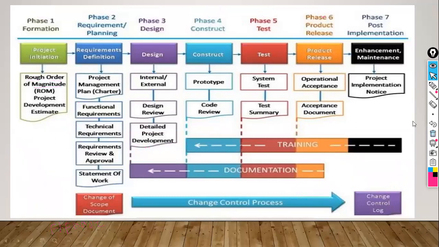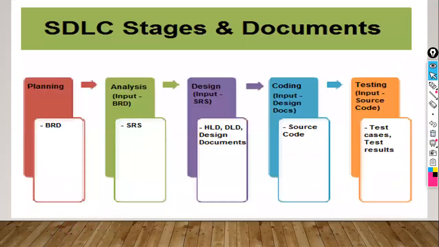So with this, we completed the software development lifecycle process. The next stage is what we already discussed: in the SDLC stages, what are the different documents that we are going to prepare? In the planning stage, the BRD document, business requirement specification document, is prepared. Based on that, after doing the analysis, the SRS document is developed, and this is given as input to the design stage, where HLD as well as DLD or LLD documents are developed.